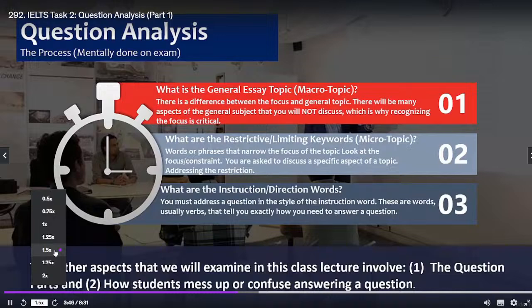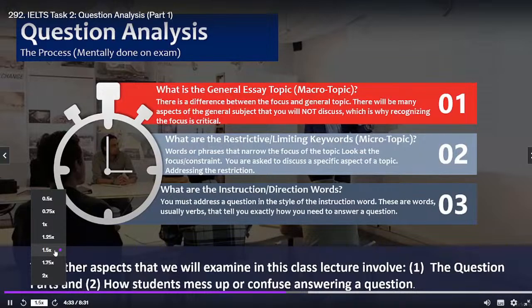Number one, what is the general essay topic, the macro topic? Number two, what is the restrictive limiting keyword, or what are the restrictive limiting keywords in a question? That's the micro topic. Like I talked about before, the internet might be the macro topic. Giving or providing personal information online could be the micro topic, the limiting language. And lastly, part three, a basic question analysis involves recognizing the instruction or direction words. Agree or disagree. Discuss both sides. Advantages or disadvantages. Problem or solution.